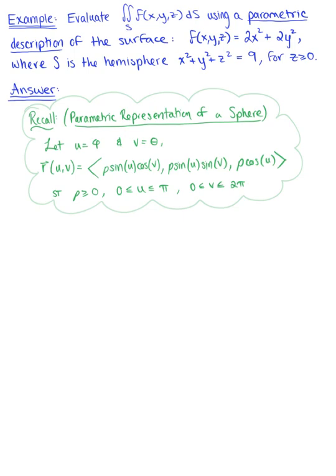Evaluate the surface integral using a parametric description of the surface. Here we're given the function f of x, y, z equals 2x squared plus 2y squared, where the surface S is the hemisphere defined as x squared plus y squared plus z squared equals 9, where z is greater than or equal to 0. So let's simply get started here by sketching this surface.